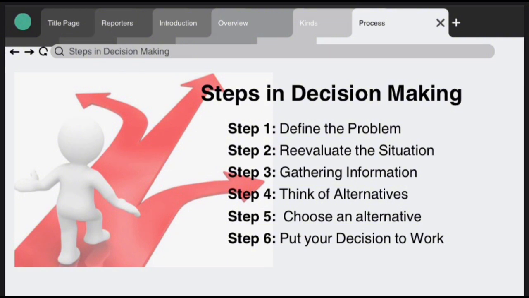Step 6. Put your decision to work. Take action. A good decision is nothing until it is put into effect. Inform others. Be sure that all personnel who will be affected by the decision are well informed. They must be assured that their interests and welfare will be respected.